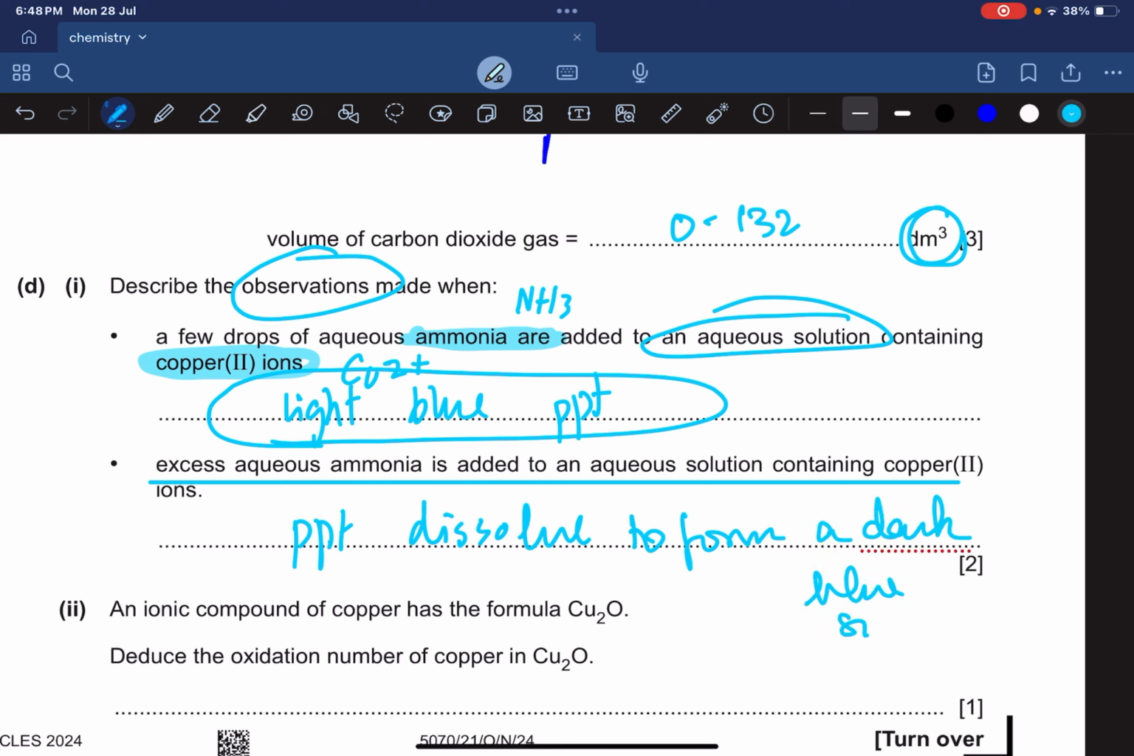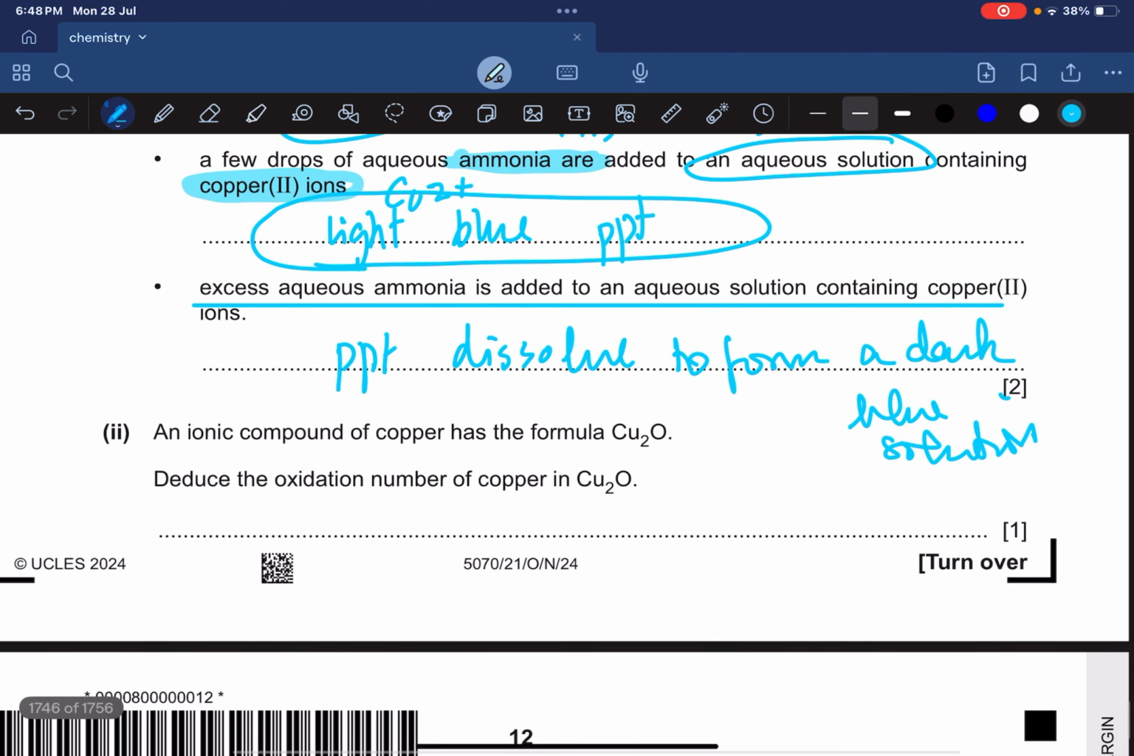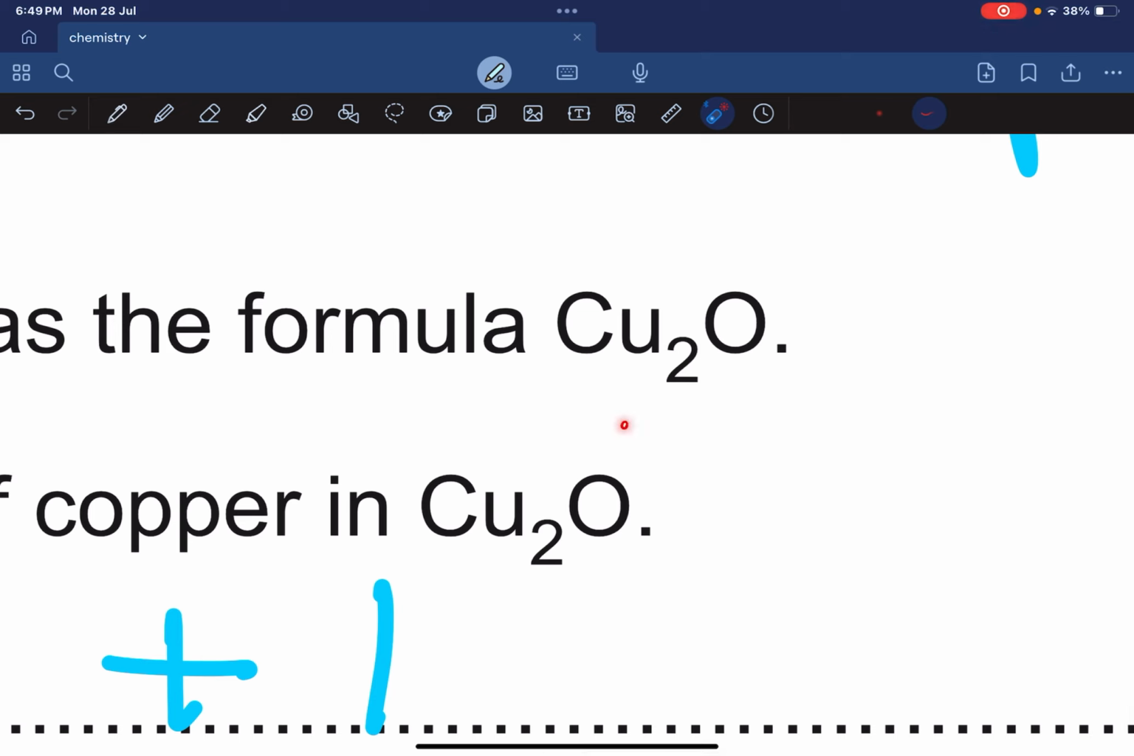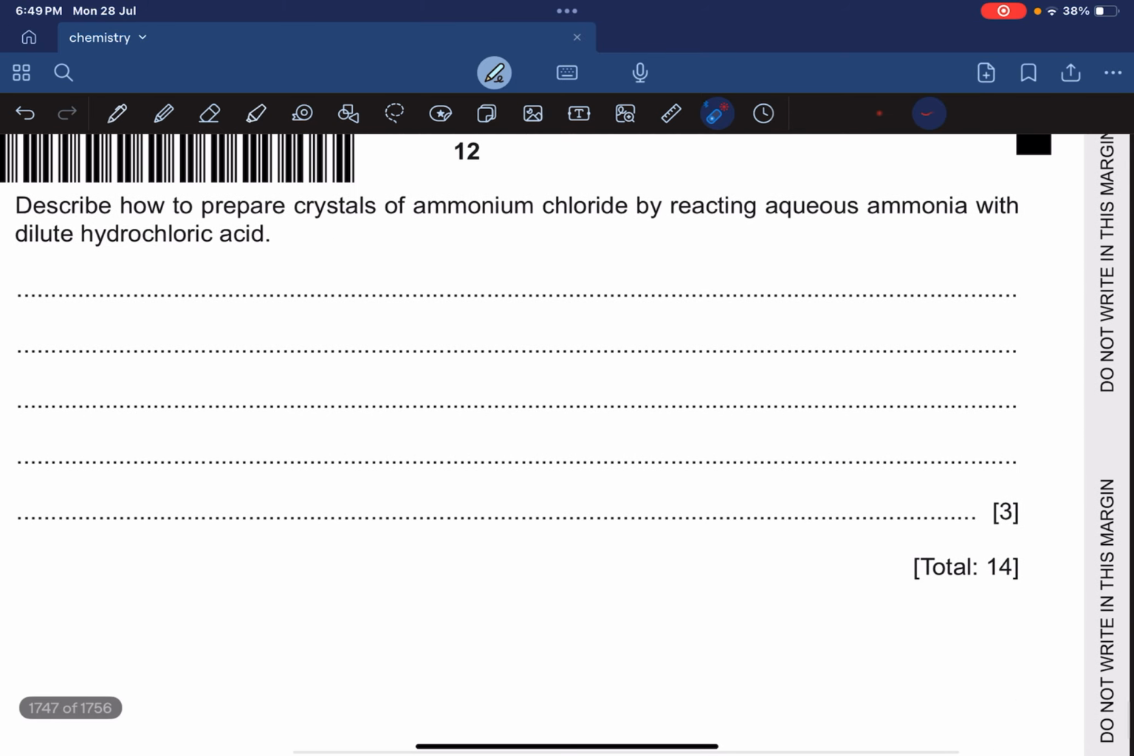Okay, so that's it. An ionic compound of copper has the formula Cu2O. What is the oxidation number of copper in it? Obviously plus 1. Why plus 1? Look over here, oxygen has a 2 negative. To balance a 2 negative, you need a 2 plus. The 2 coppers combined have a charge of 2 plus, so one will have 1 plus. I hope that's clear.